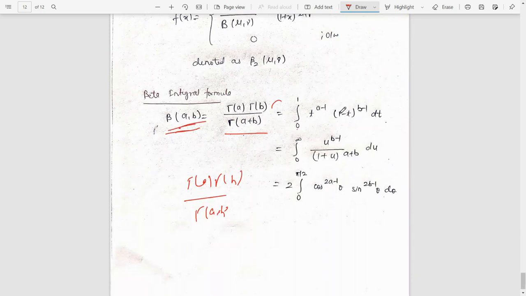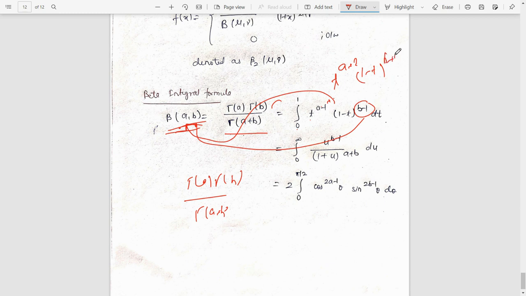Beta a comma b is equal to t to the power a minus 1. So add plus 1, that will be going here, and add plus 1 to this part, and that will be going here. So if it's not like, let's say, t to the power a plus 2 and 1 minus t to the power b plus 3. Okay, this is also from 0 to 1.